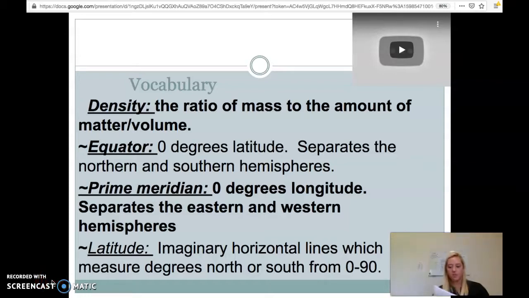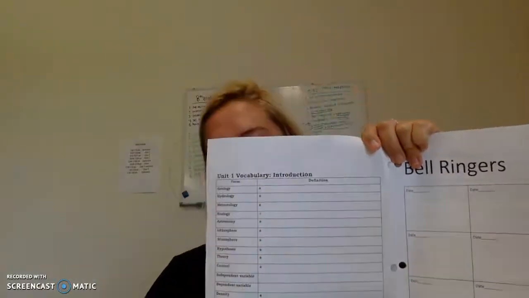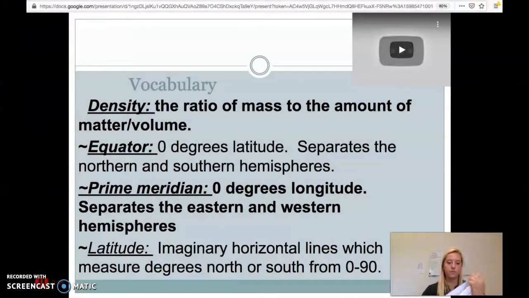The first page you're going to need is your vocab page. It looks like this. So if you'll turn to your vocab page and your bell ringer page, we'll get started. Here's your vocabulary for the day. We've got density, equator, prime meridian, and latitude. If you will, pause the video so that you are able to record your vocab. When you're ready, unpause me.